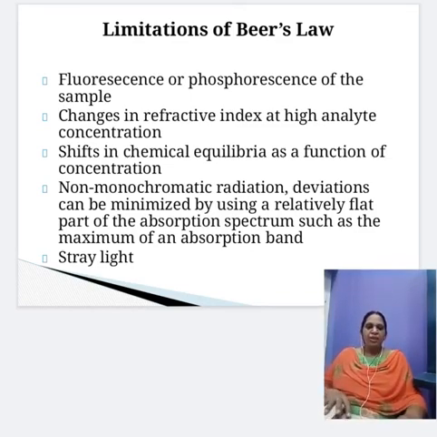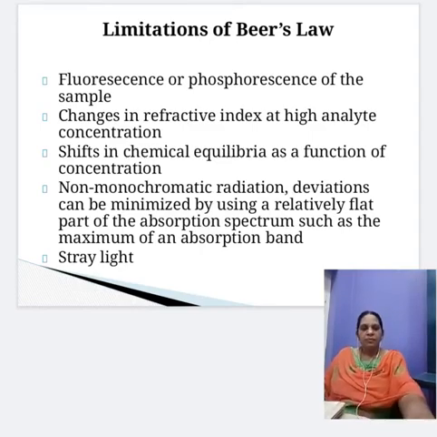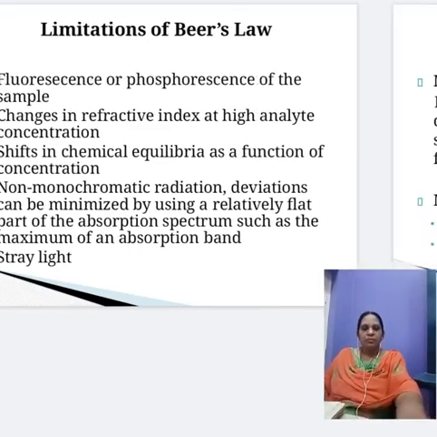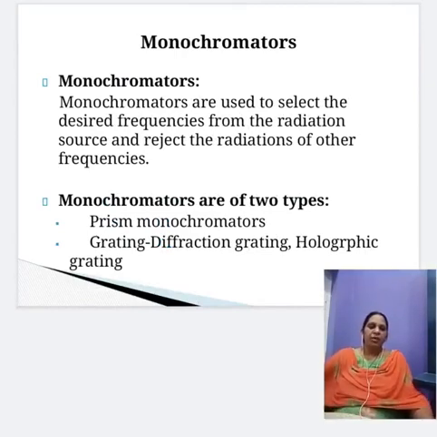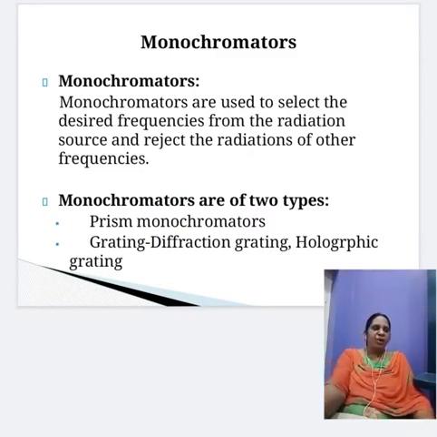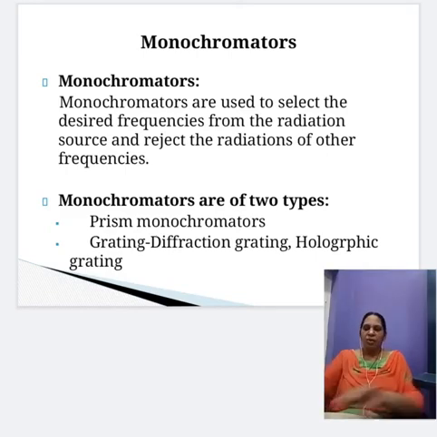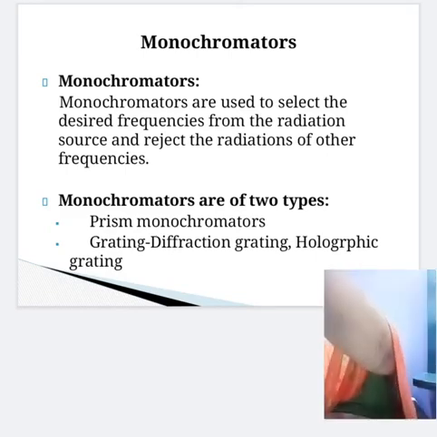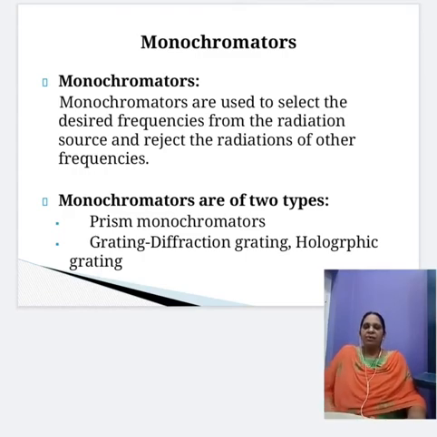So coming to the next, we are going to deal with monochromators. What is a monochromator? Monochromators are used to select the desired frequencies from a radiation source and reject the radiations of other frequencies. In short, a monochromator is nothing but a device which is used to isolate a narrow band of wavelengths.